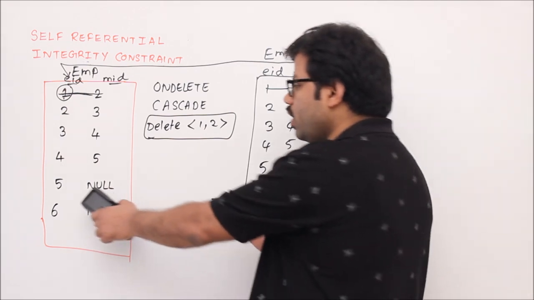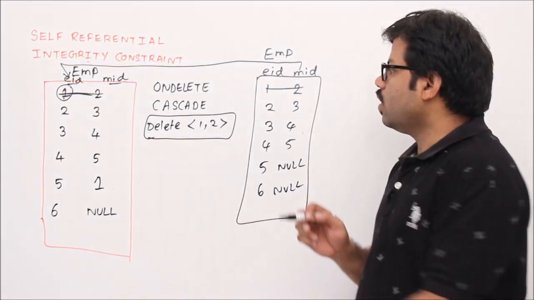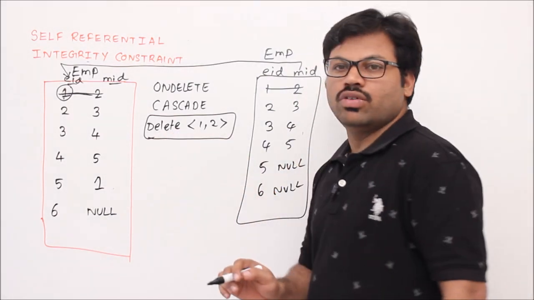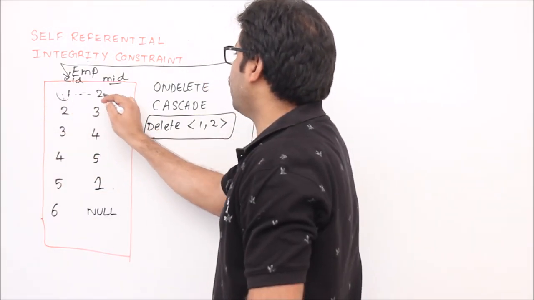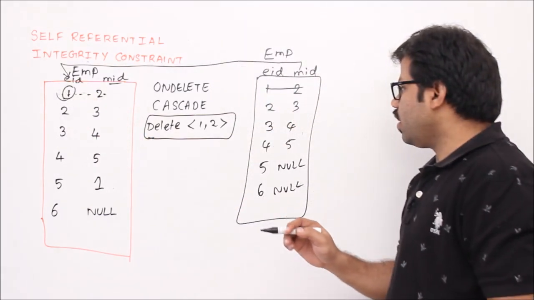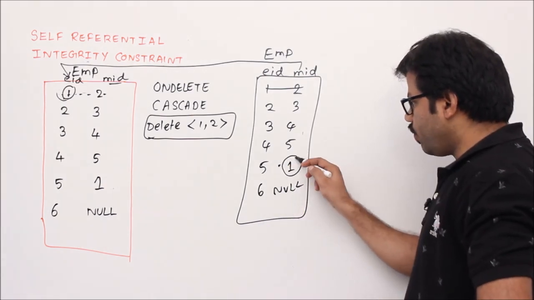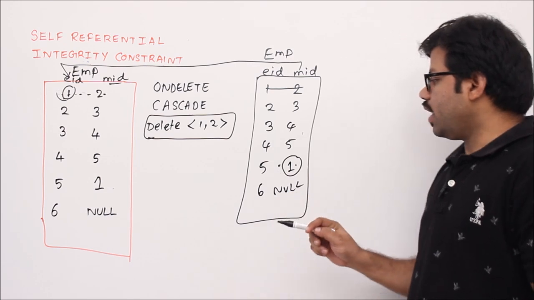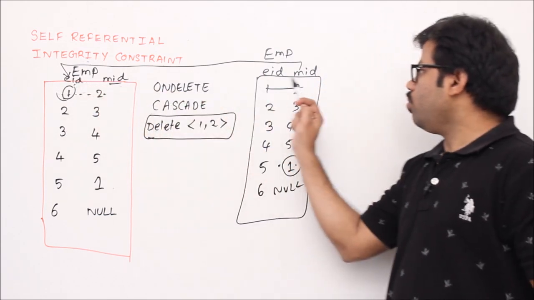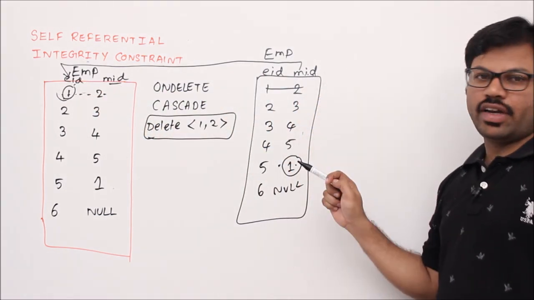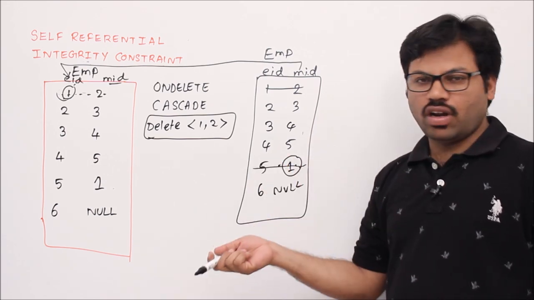But if I modify this table to have 5 comma 1 here, then what happens? If I delete 1 comma 2, initially 1 comma 2 will be deleted, right? Now is this referred by anyone? So here 5 comma 1, right? Yes. This is the entry which is referring to 1. So you should be very careful. Don't look in this employee ID field. This employee ID field is referred by whom? Manager ID, correct? So manager ID is a foreign key. In this manager ID field you should see, is there any one? Yes. Then delete it. That is what on delete cascade does.